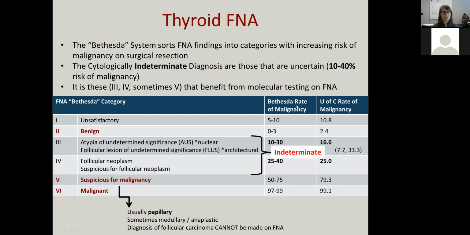So the Bethesda category estimated rates of malignancy for each of these categories is listed on this column on the left.